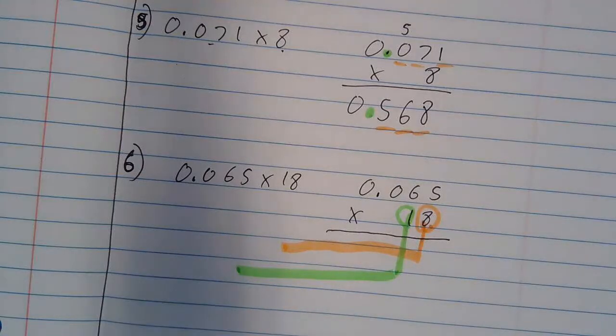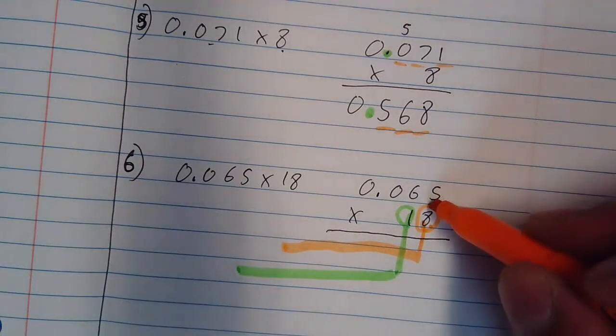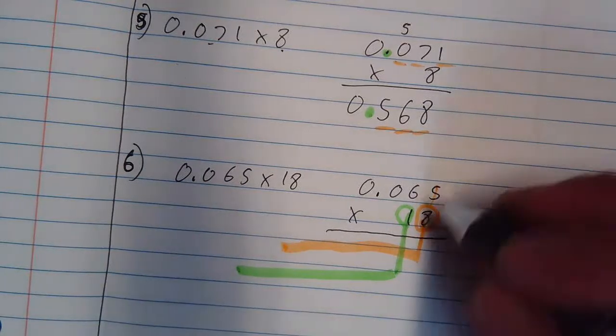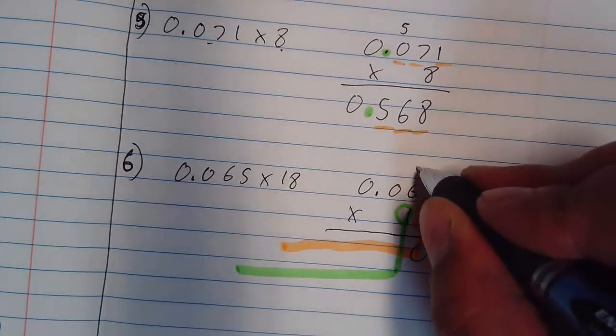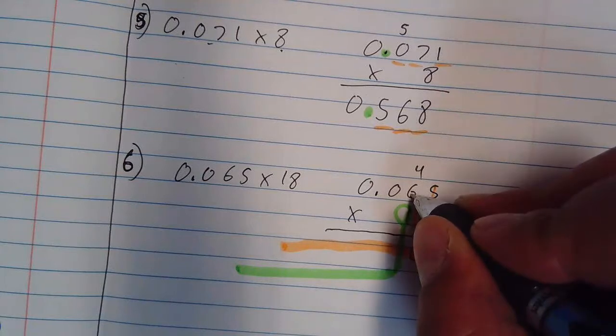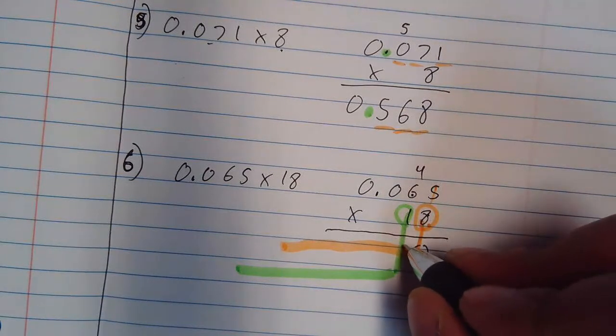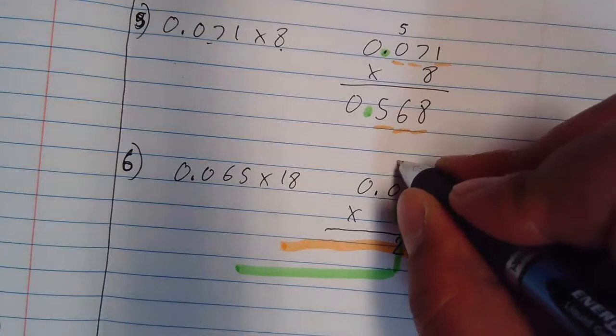So, let's go with this. 8 times 5 is 40. Put my 0 right there. Carry the 4. 8 times 6 is 48, plus 4 is what? 52. Carry the 5 right there.